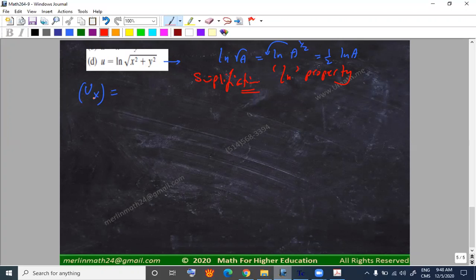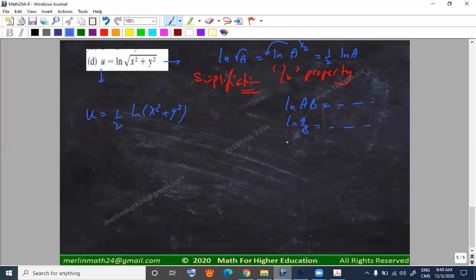So if I want to derive, let me change the form first. The u can be written as half ln of x squared plus y squared. Can you simplify further? No, because you can simplify ln AB and ln A over B, but you cannot simplify ln of A plus or minus B. Okay, perfect. So I want to derive u with respect to x.